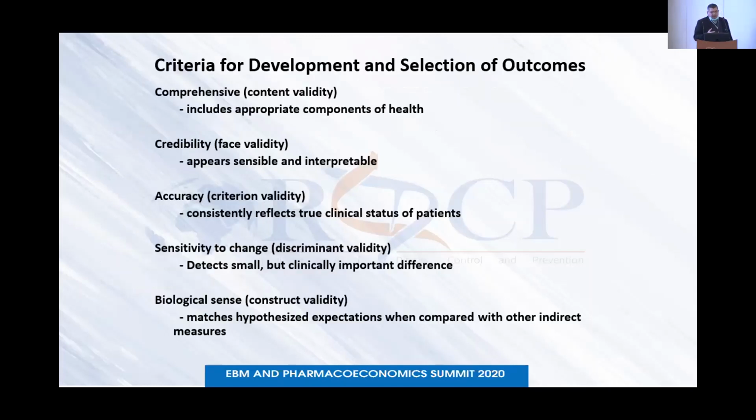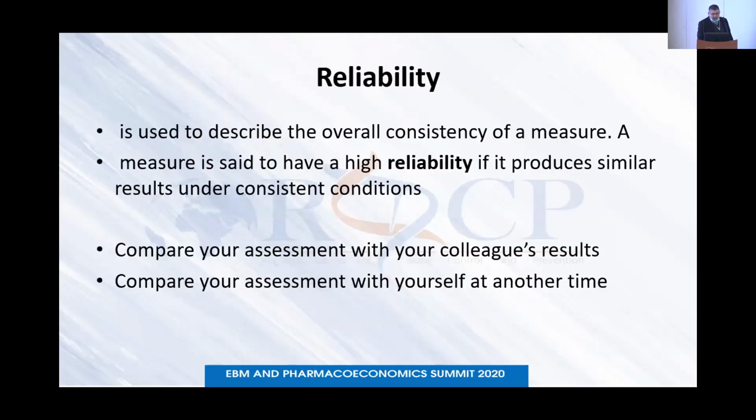So we have certain criteria: comprehensive, credible, accuracy, sensitivity to change, especially for clinical trials, and also the constructability and the availability. Reliability has different types. Reliability is a general term: if you do the questionnaire twice, we should have the same outcomes. If you do the assessment and your colleague does the assessment, we have the same outcomes.